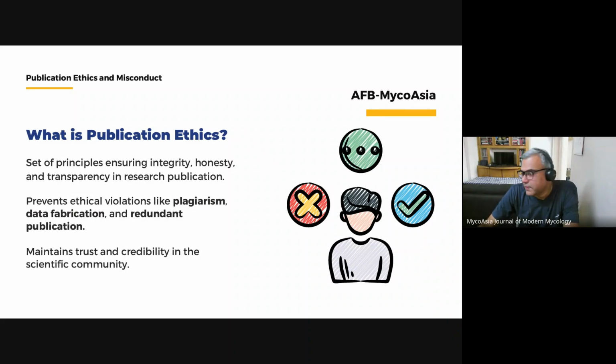So basically, what is meant by ethics? Ethics is a branch of philosophy which helps us to decide what is right and what is wrong in human behavior. So what is right and what is wrong with respect to publication of research, or research output or research outcome. So that is the beautiful field of publication ethics actually.